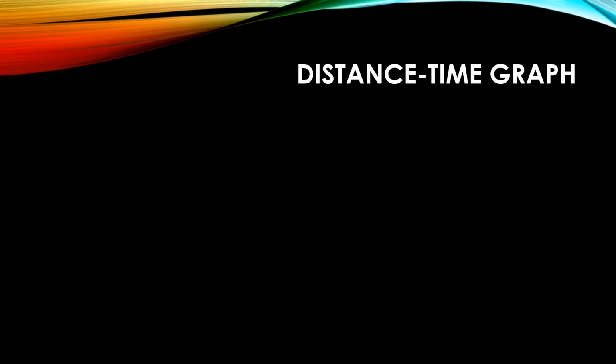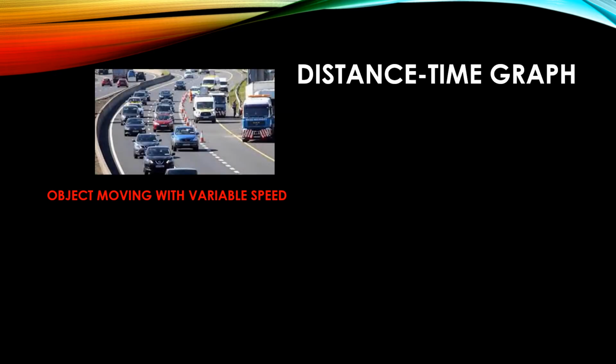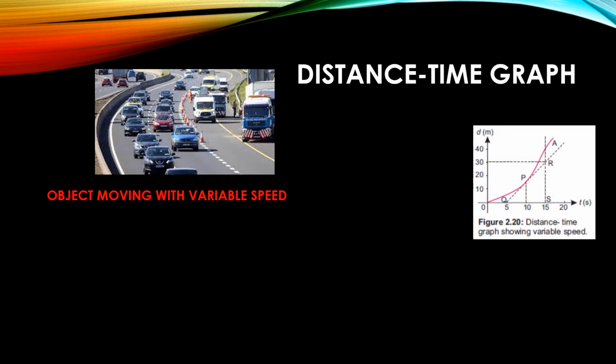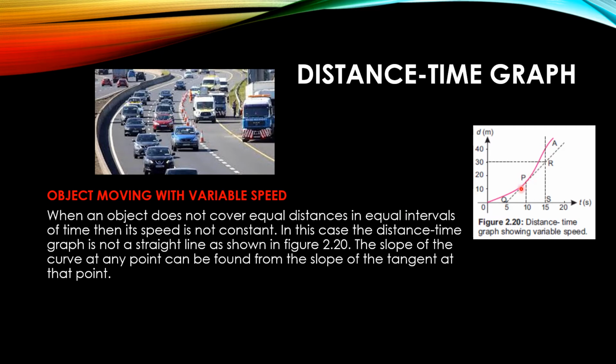Now again I'm going to explain another distance time graph. This time we will discuss objects moving with variable speed. As you can see in the figure, the cars are moving, and obviously they are not moving with constant speeds, they are moving with variable speeds. In such a situation, the graph will not be a straight line, it can be curved. And how will we find the variable speed with the help of a graph? Let's see. When an object does not cover equal distances in equal intervals of time, then its speed is not constant. In this case, the distance time graph is not a straight line.